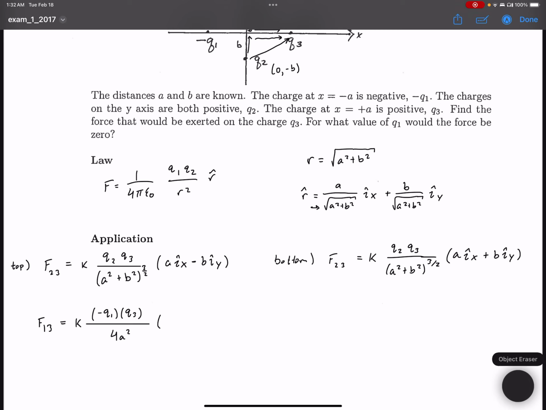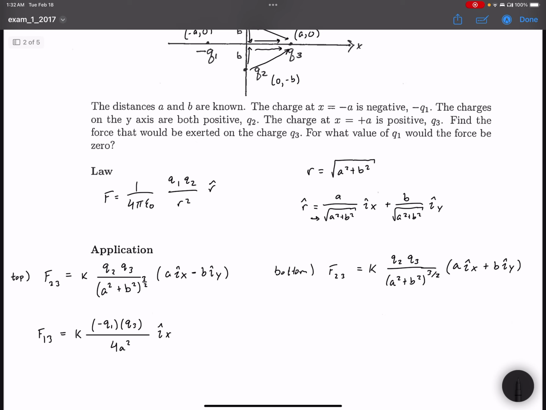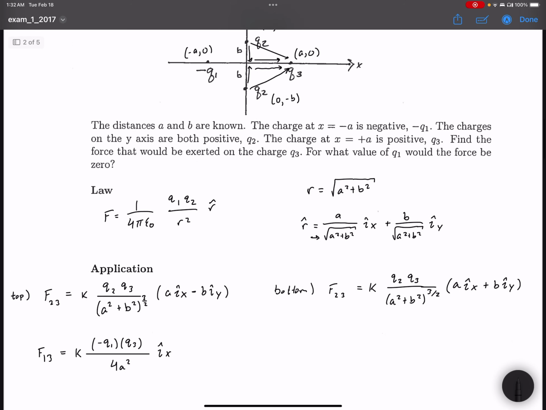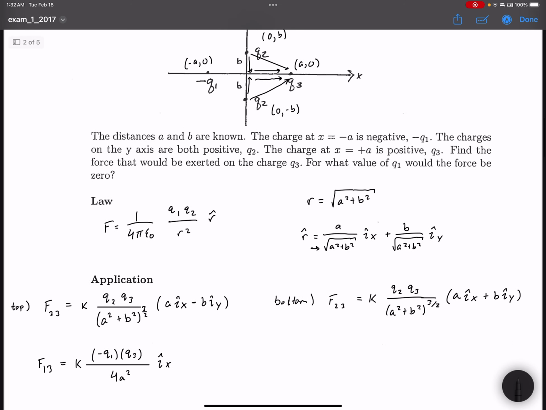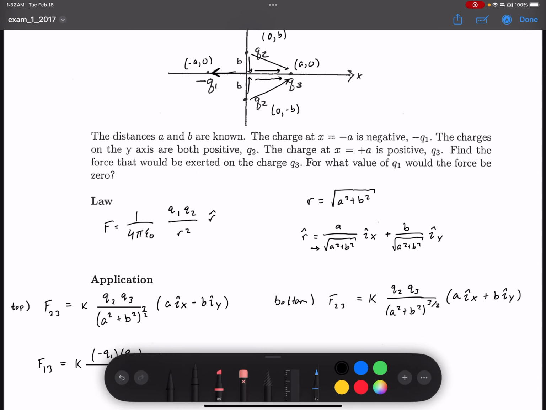And then it's just going to have a vector in the x direction because there's only one component that we care about here. Sorry, I lied. It is only in the x direction, but it is pointing towards q1. That's why it's negative. So I don't know if you guys can see that, but that is what we're doing here. All right. Okay. Cool.